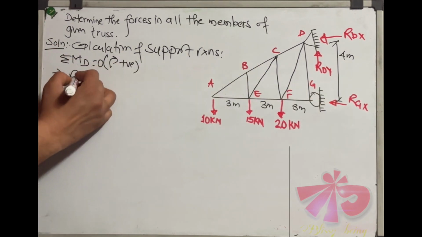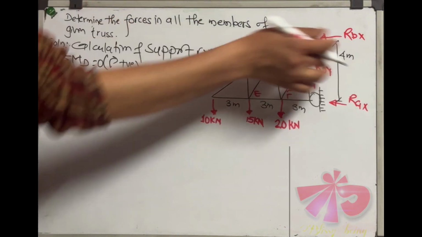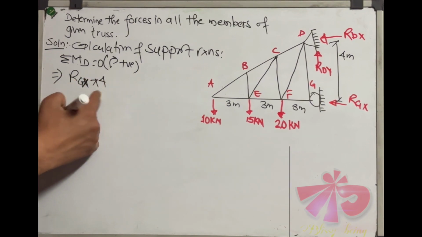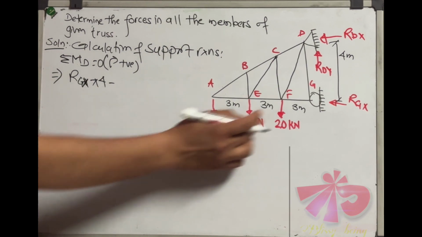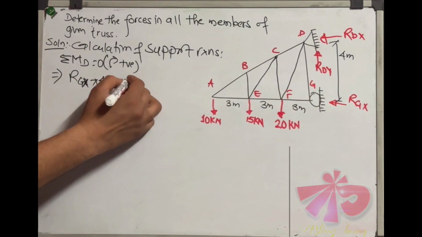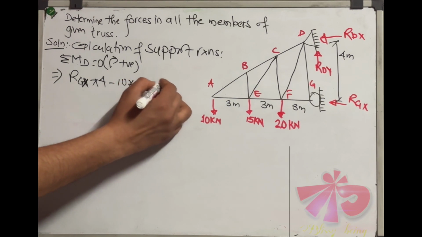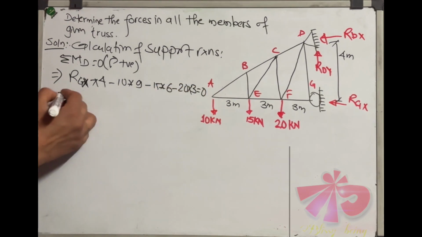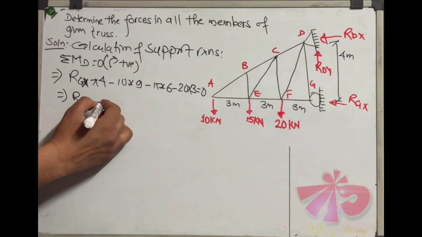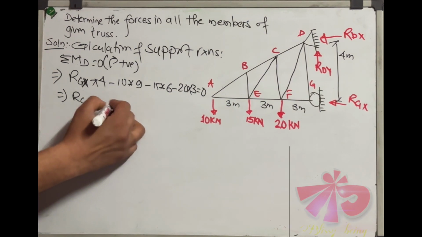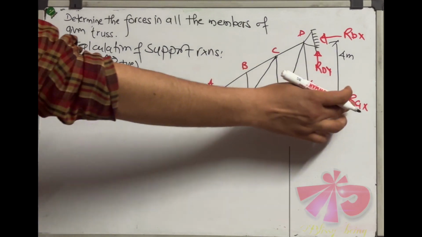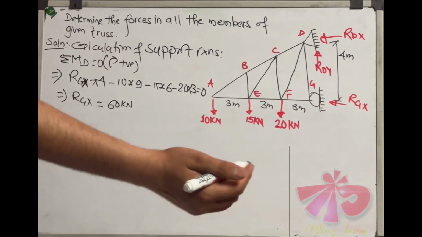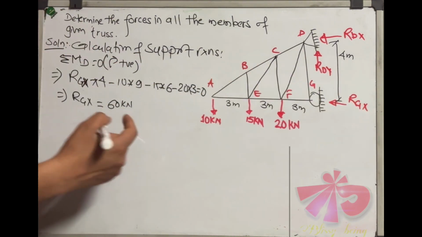So RGX into this distance, which is 4 meter, RGX into 4 meter clockwise, minus, look at this, 10 is acting at this point anti-clockwise, 10 into 9, minus 15 into 6, minus 20 into 3 is equal to 0. If you solve this, RGX will be nothing but 60 kilonewton. Since it is positive, the assumed direction is correct.